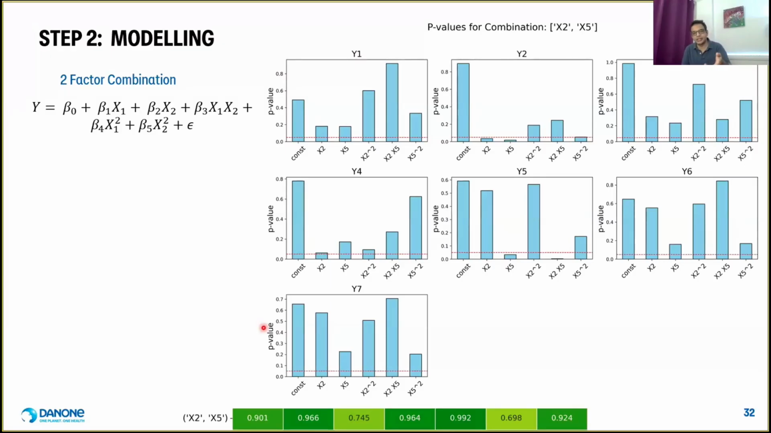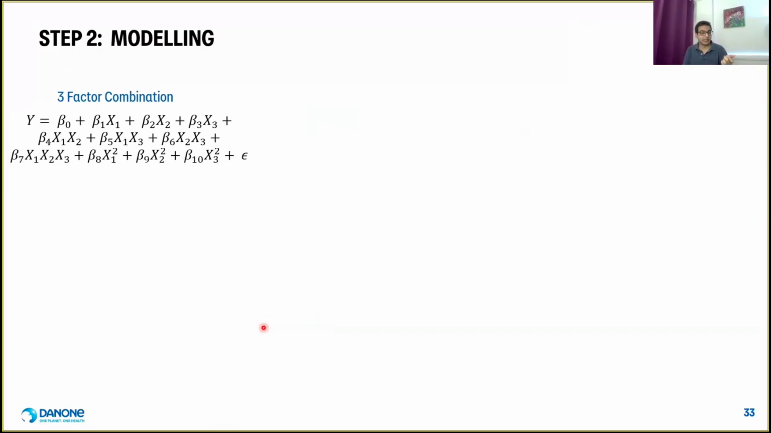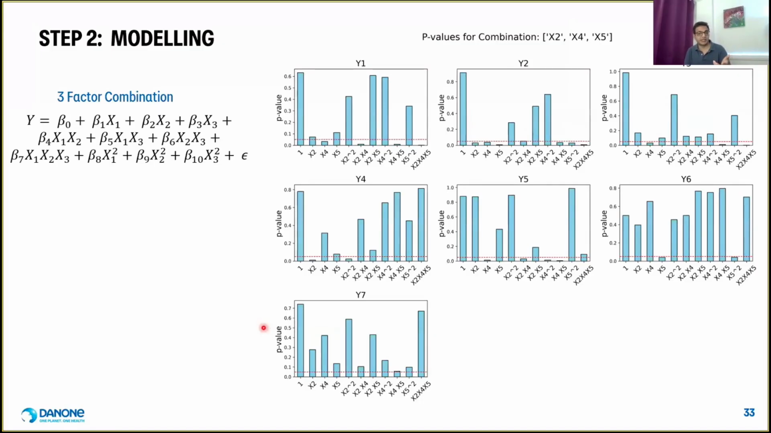And that is to be expected because we have a limited number of data sets and our model may be overfitting in this case. And the same was true for 3-factor combinations. But what we realized for 3-factor combinations is that at least 1 or 2 parameters are significant for all of the responses. But once again, not all parameters are the same, which are significant for all different responses. So that was the first clue for us, basically, that each parameter needs to be modeled differently.